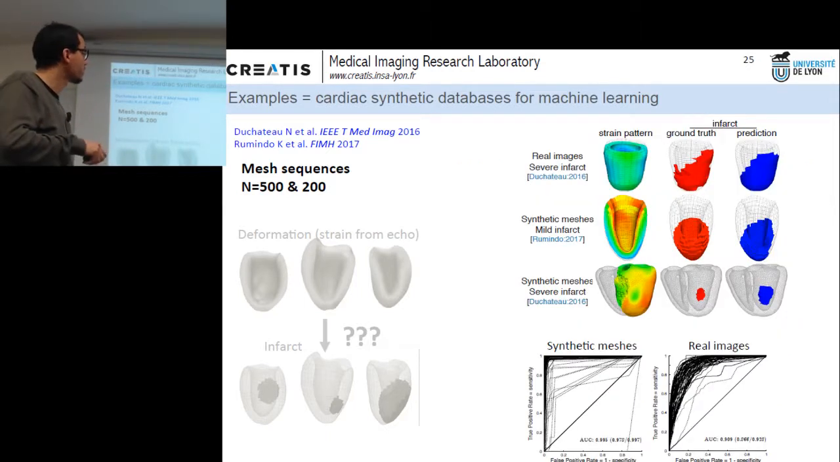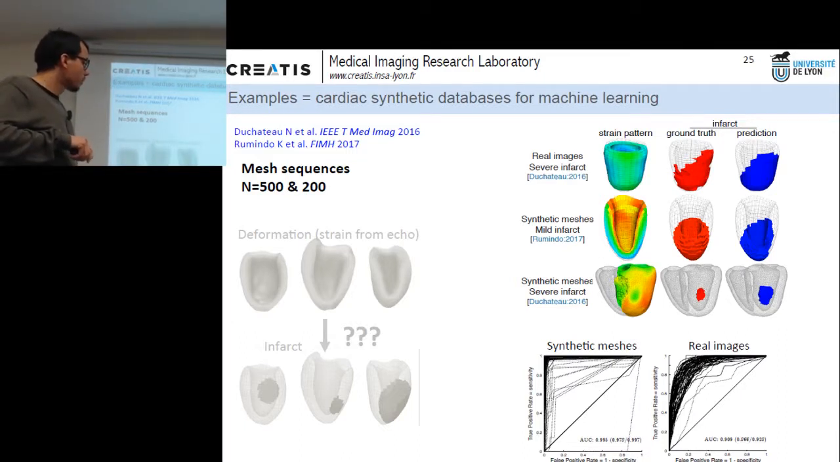So these are some examples of simulated deformation patterns. The first row is real data, and the other ones are simulated data from the Creatis model or the INRIA model. And you see that, okay, it's maybe not so realistic, we have many more mesh elements, I don't know.